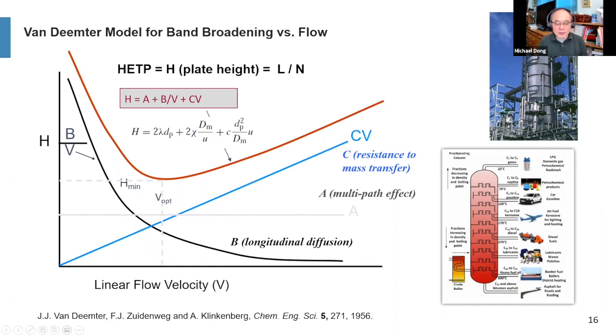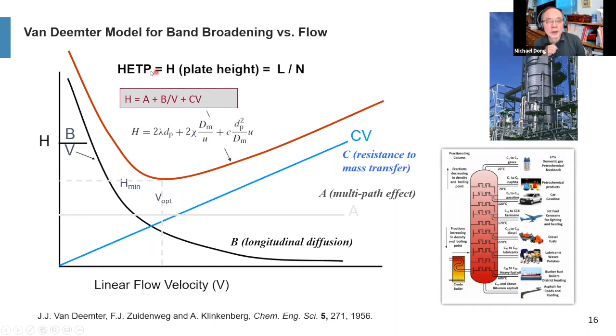So Dr. Van Deemter published a very important paper in 1956 in Chemical Engineering Science, and he spelled out the plate theory in chromatography, mostly for gas chromatography at that time, but it actually works well for liquid chromatography. He would say that the efficiency of the separation can be expressed as a number of plates, right? And the plate is defined as a plate height. So in order to have many plates, you want a plate height which is small. So the smaller, the better.